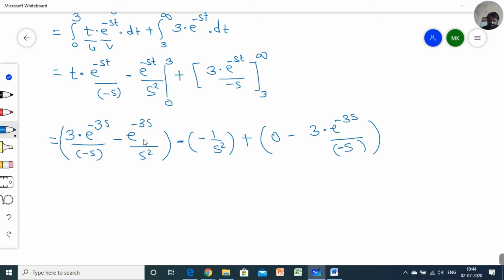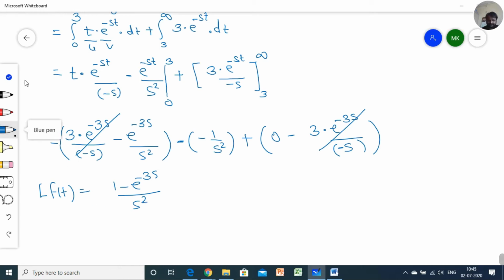Now I'm going to apply direct simplification. See, this minus into minus becomes plus, so this part is cancelled with this part, because this is 3 into e raised to minus 3s divided by minus s, and this becomes minus minus plus, so 3 into e raised to minus 3s divided by s. So these two parts get cancelled, and Laplace of f of t is equal to 1 minus e raised to minus 3s upon s square, because the denominator is the same, that is s square.